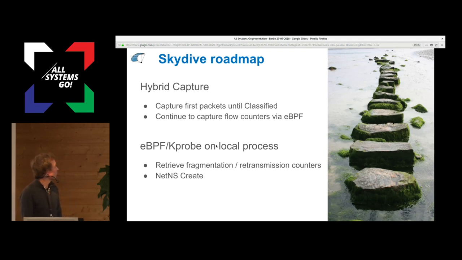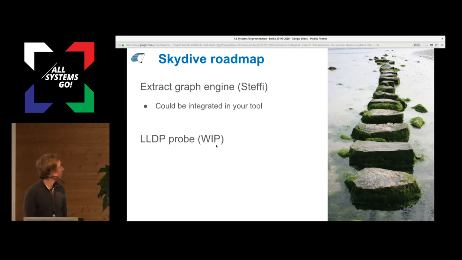And we want to increase the use of eBPF, because right now the way we retrieve the network namespaces is just by parsing /proc, so we are not notified of new network namespaces. We are also investigating using eBPF to be able to get retransmission counters from the Linux stack.